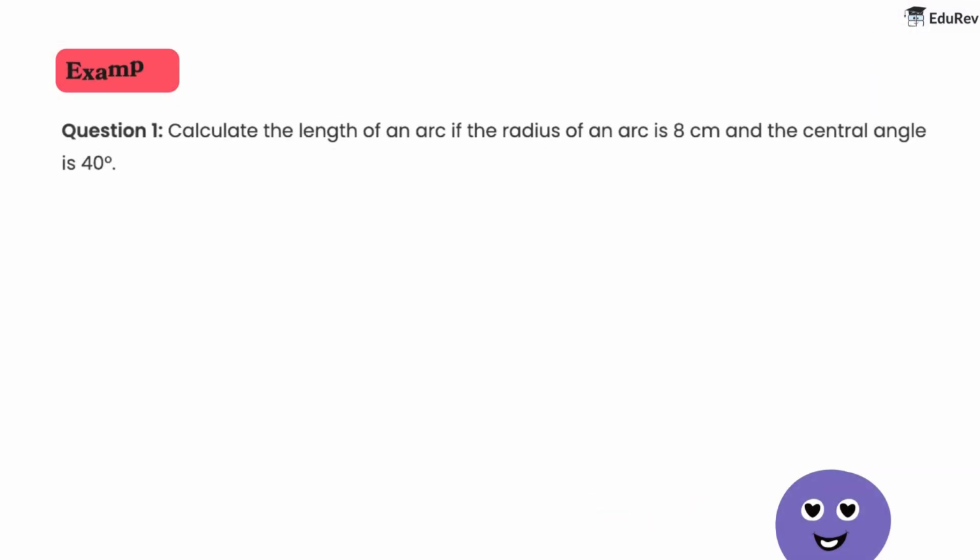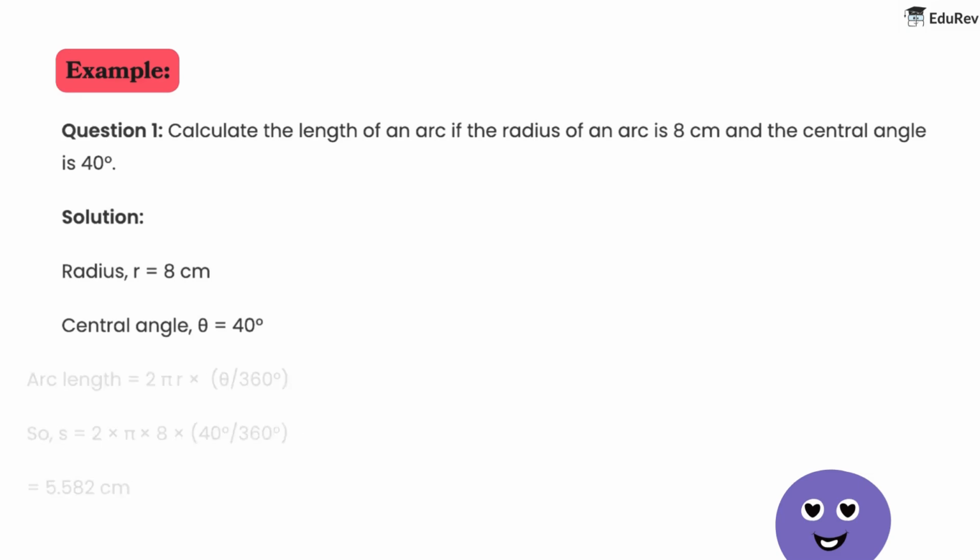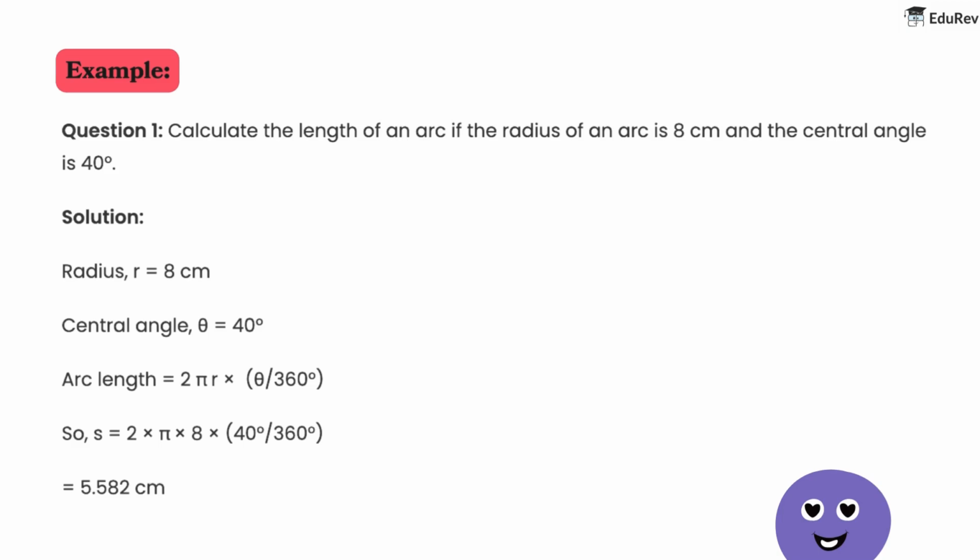Let's look at an example. Suppose we want to calculate the length of an arc if the radius of the arc is 8 centimeters and the central angle is 40 degrees. Here, we know the radius r is 8 centimeters and the central angle theta is 40 degrees. To find the arc length, we use the formula arc length equals 2 pi r multiplied by theta by 360 degrees. Plugging in our values, we have 2 pi multiplied by 8 multiplied by 40 degrees per 360 degrees, which gives us approximately 5.582 centimeters.